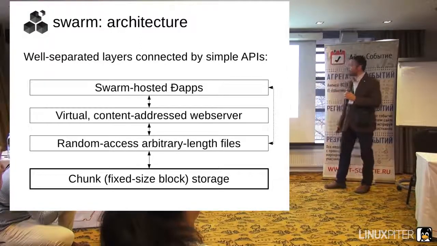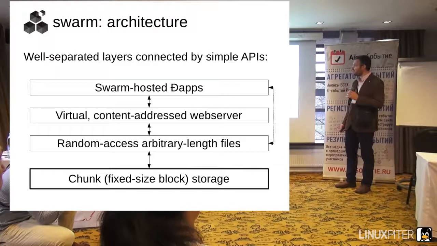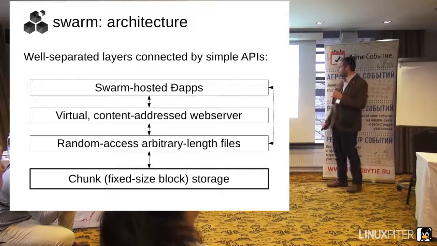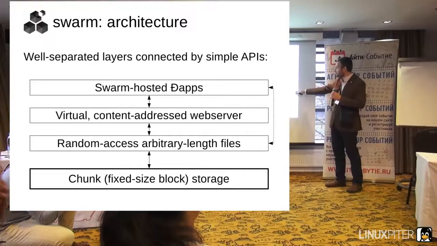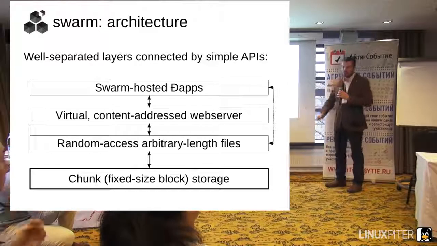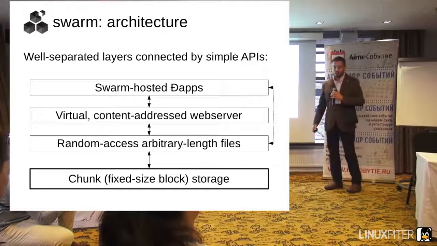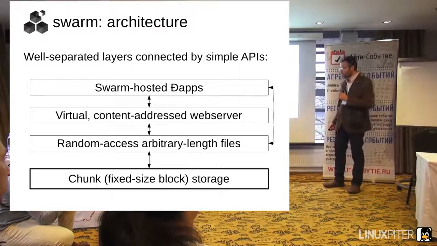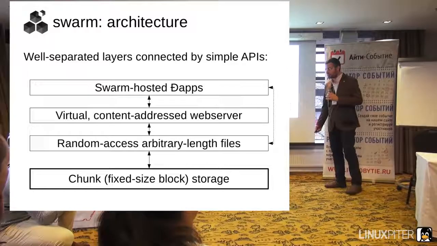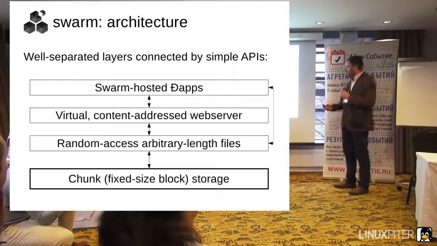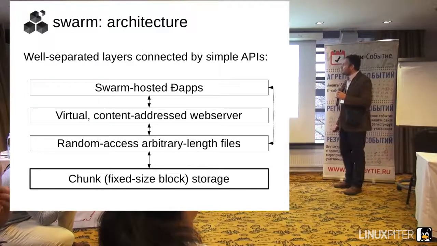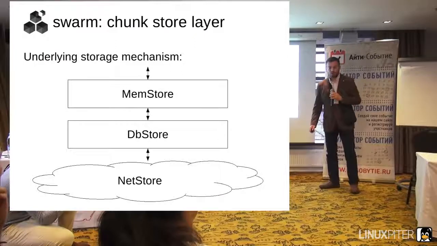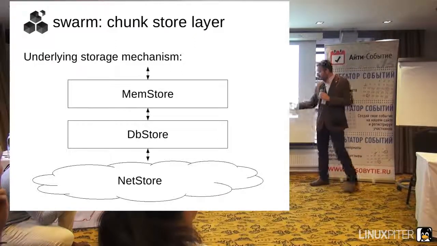And above this, we have the Swarm-hosted dApps, and the only cross-layer communication that we have is between the distributed applications and the raw files. They can access the raw files if they want to. Actually, I would say that it's bad design to do so, but we have decided to keep that possibility just in case you need it. So first, let's look at the bottom layer. We're discussing this part, how it is built.